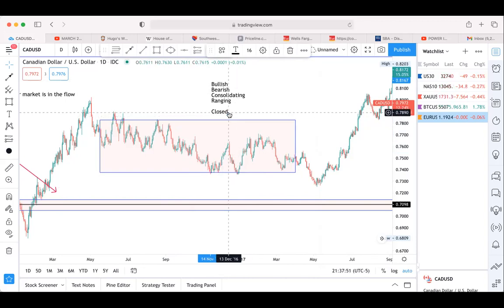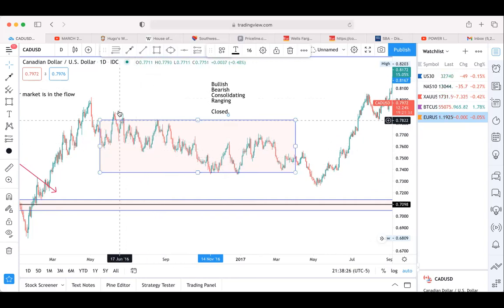And market doesn't usually close. The only time market closes is on Friday. Friday, 4:30 New York time, the market will be closed. Every pair will be closed apart from cryptocurrency. Cryptocurrency doesn't close, it's 24 hours, 7 days a week, all year round. But every other market, they close when New York closes at 4:30 on Friday and then open on Sunday evening at 5 o'clock. So it's either your market is bullish, bearish, consolidating, or ranging.